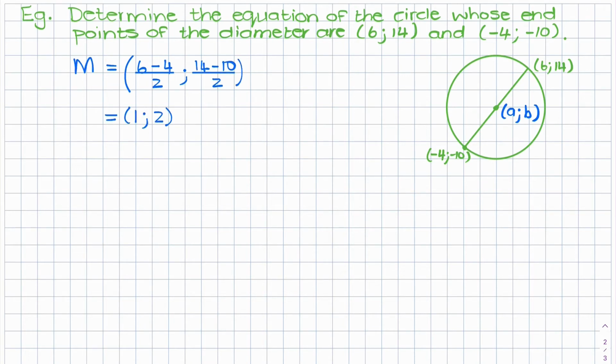And now we have the values for the center of the circle. So now we can go and use one of the other coordinates and substitute that in along with the center so that we can get the equation of the circle.